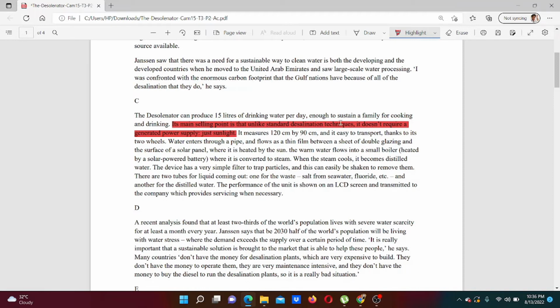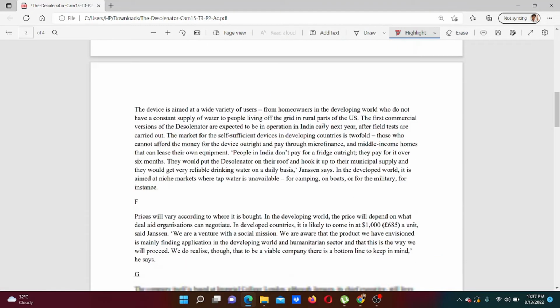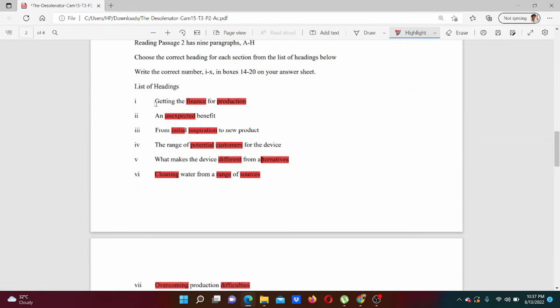That means that in a normal standard desalination device, they need a power system to generate the power. They need the external power system, but the desalination system that Jensen has invented doesn't need any external power supply. Just by getting the sunlight source, they can generate the power. So that is the uniqueness they created compared to the other standard desalination devices. So we have also seen that heading while we're finding our keywords.